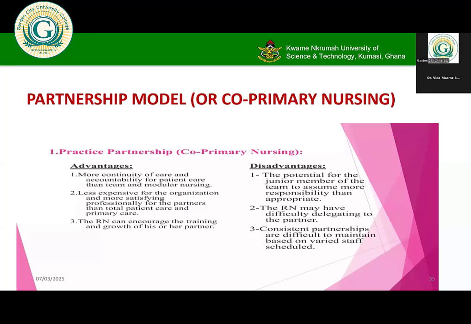Yes, and these are the advantages and disadvantages. The potential for the junior member of the team to assume more responsibility than is appropriate is also there. Okay, so these are the advantages and disadvantages. Then the case.